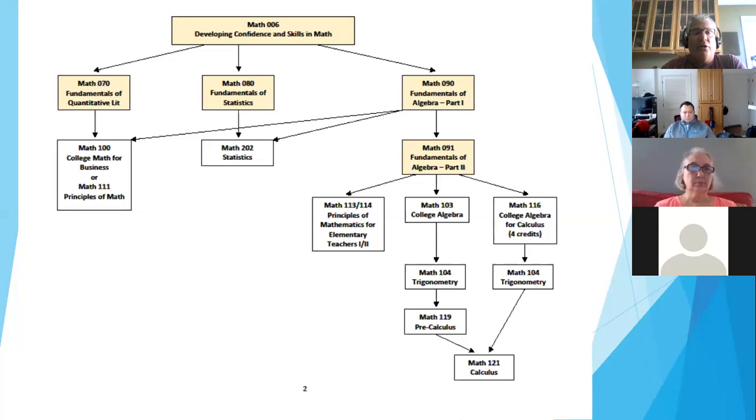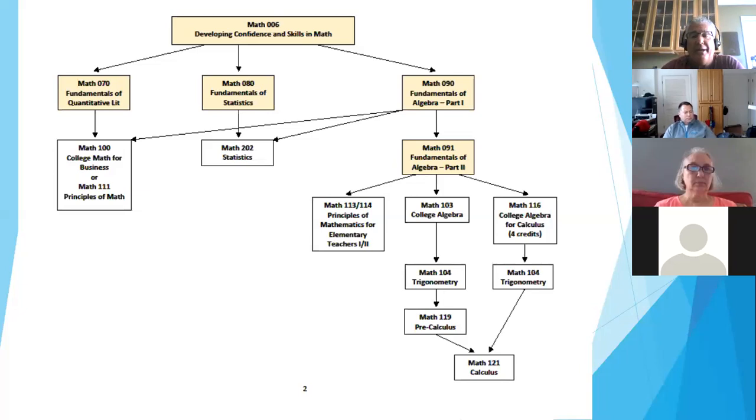Starting with Math 006, that's going to be revised in a minute or two. I'll talk about what's in all of these courses, but our current pathway is we have our first level introductory Math 006 course. If you look to the left, you're going to see our quantitative literacy pathway. So students who need Math 100 or Math 111 will only need to have Math 070 as a prerequisite.